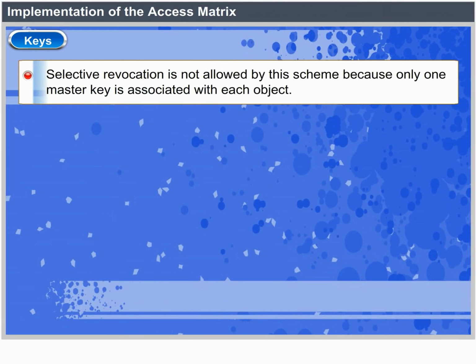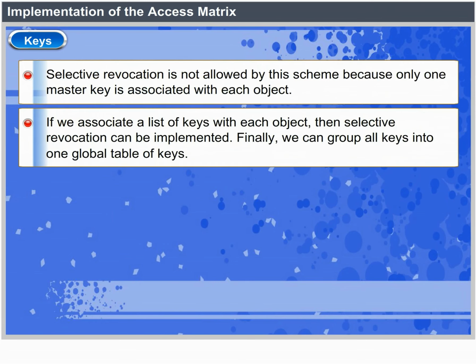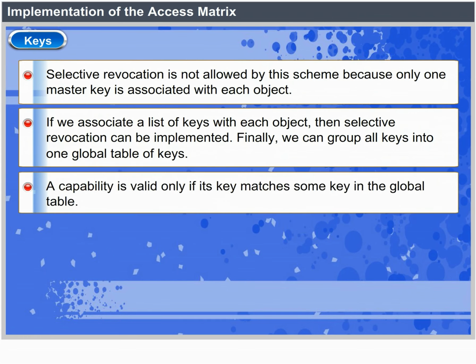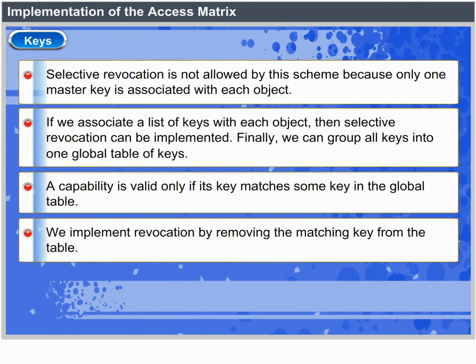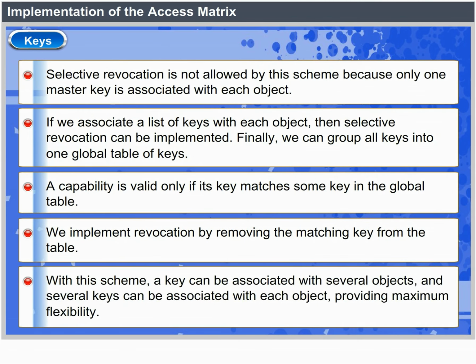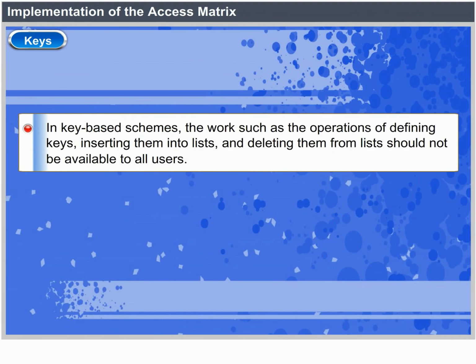If we associate a list of keys with each object, then selective revocation can be implemented. Finally, we can group all keys into one global table of keys. A capability is valid only if its key matches some key in the global table. We implement revocation by removing the matching key from the table. With this scheme, a key can be associated with several objects and several keys can be associated with each object, providing maximum flexibility.